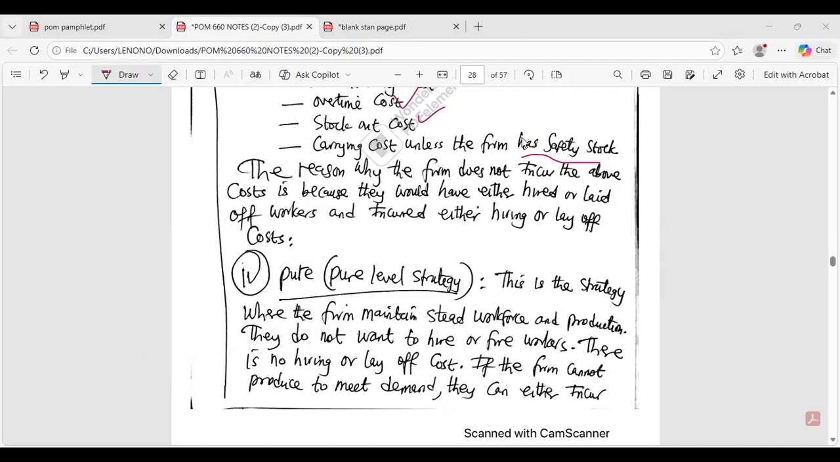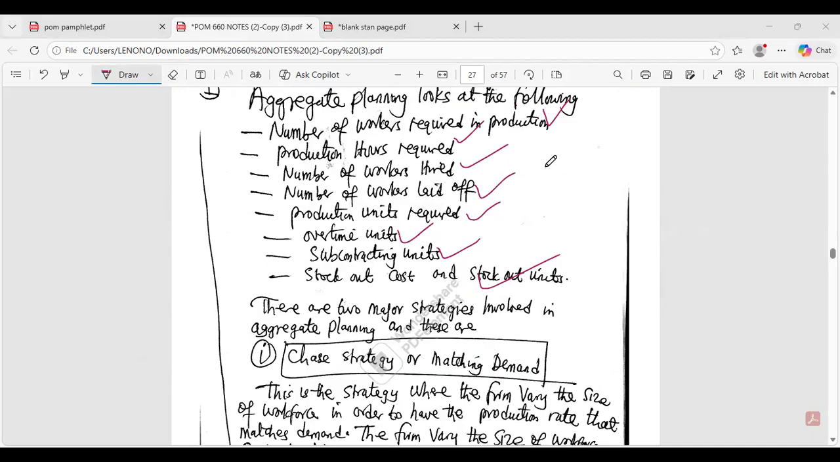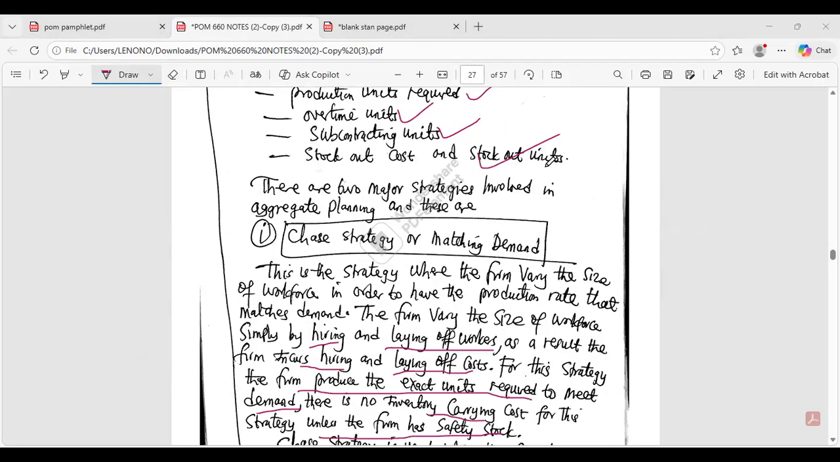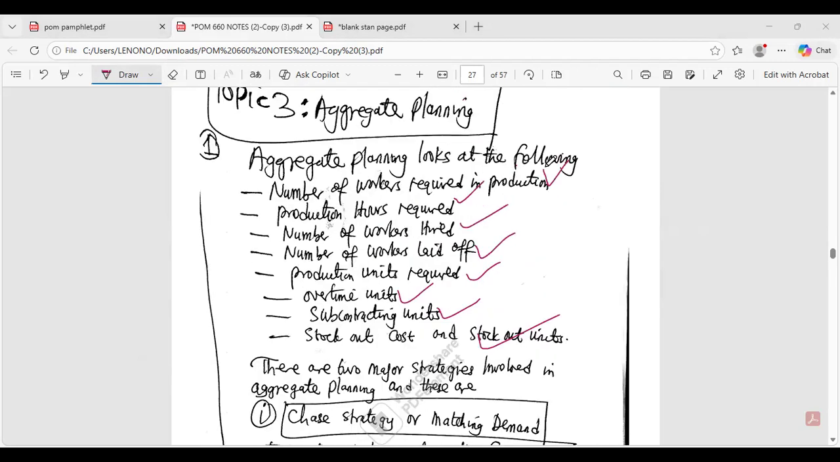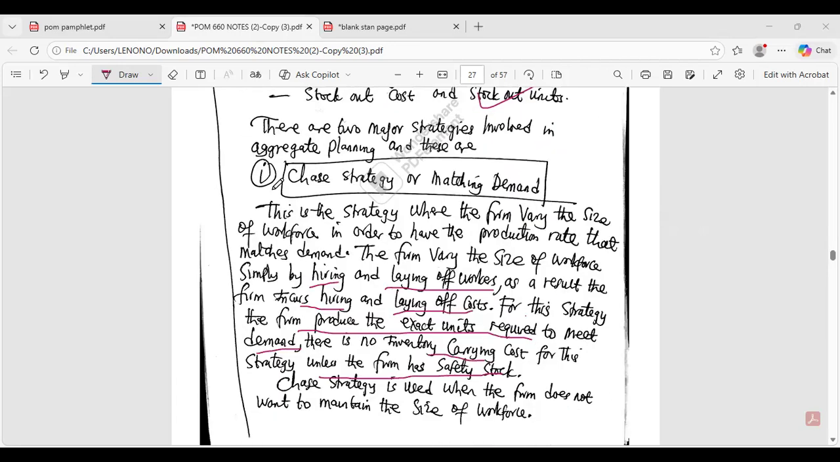All right, so we are still looking at aggregate planning, where we look at the number of workers required in production, production hours required, the number of workers hired, number of workers laid off, the production units required, and overtime units. Then there are two strategies. There's a chase strategy.